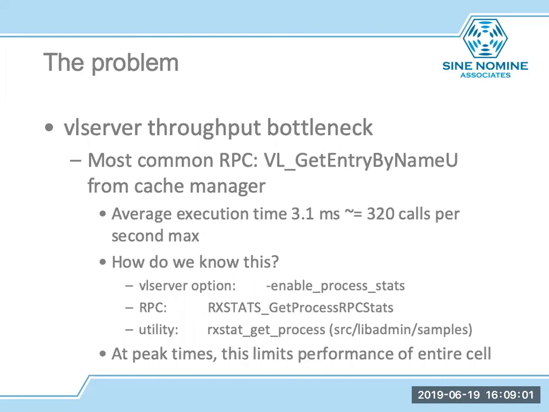Here you'll see that the most common RPC at this site is the RPC that clients issue to look up volumes. It's VL_GetEntryByNameU. When a client hits a mount point, it sees the volume name in the mount point, and then it calls the VLserver to find out what the volume ID is. Once it has the volume ID, it can ask the file server for that particular volume, because it knows which file servers hold that volume, and it knows the volume ID, so it can build a FID from that.